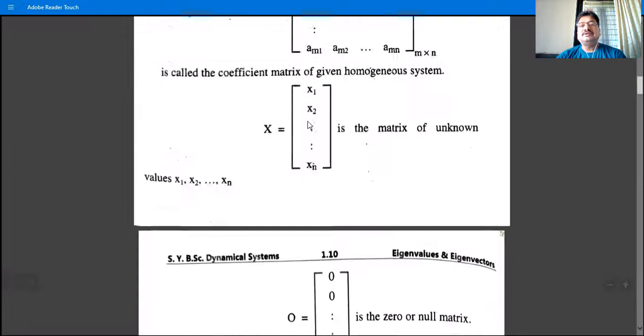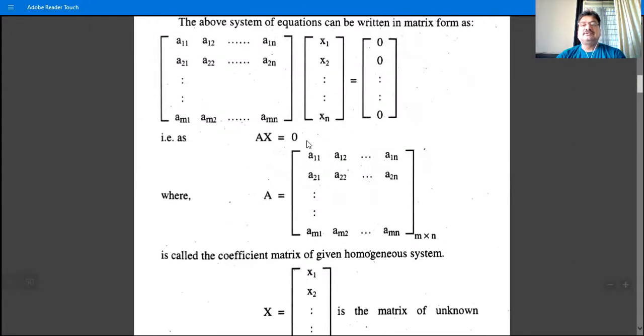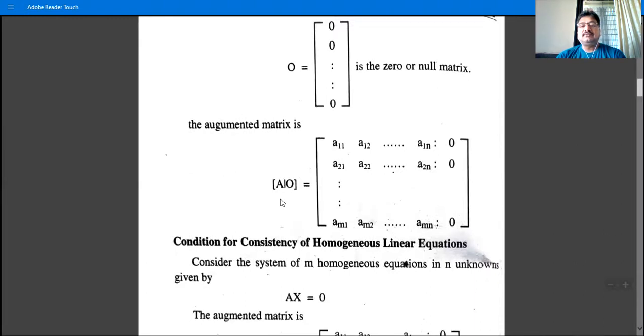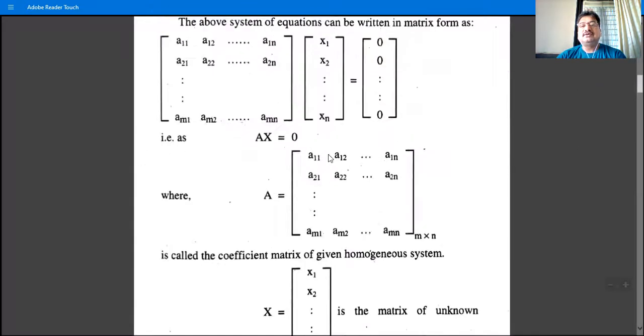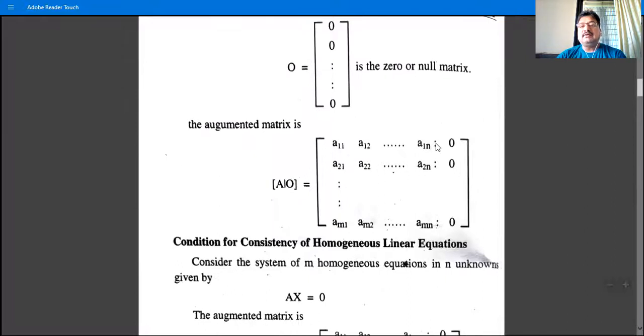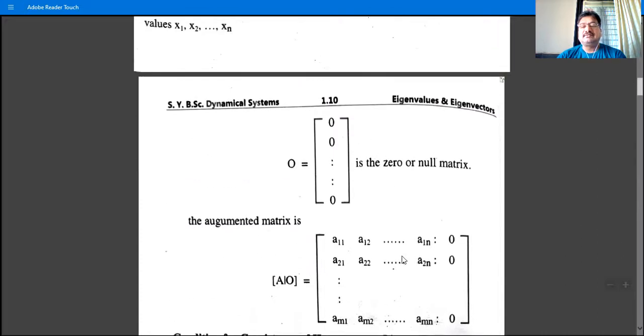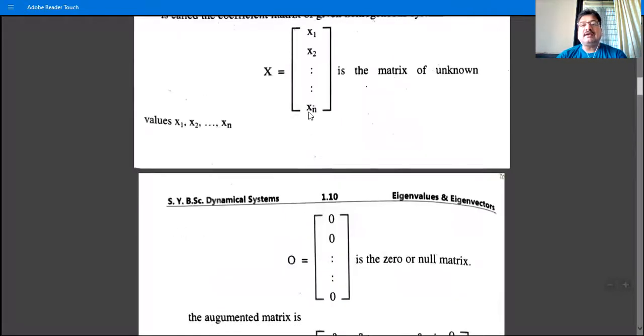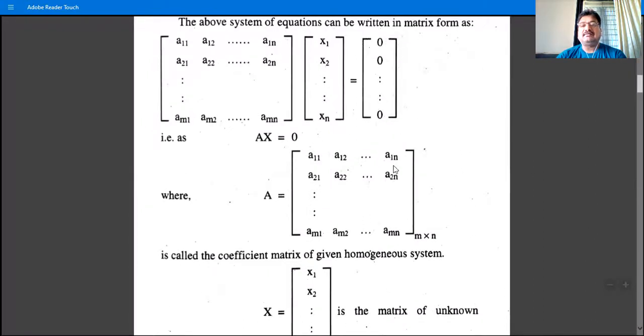Similarly, in the non-homogeneous system, the system is of the form Ax equal to B, and then the augmented matrix is a combination of A and B. So here B is a 0 matrix, this null matrix, and therefore the combination of A and 0, this A oblique 0, is called the augmented matrix for this homogeneous system. And what is it? a11, a12, a1n, 0, because the column matrix is the 0 matrix. Then a21, a22, a2n, 0. In this way, the last row. So this is the combination of this matrix A and the 0 matrix.